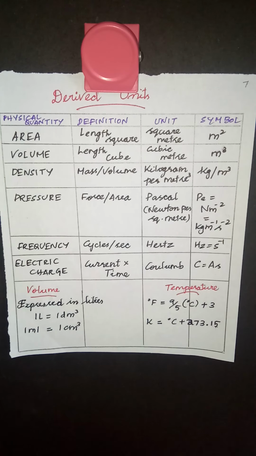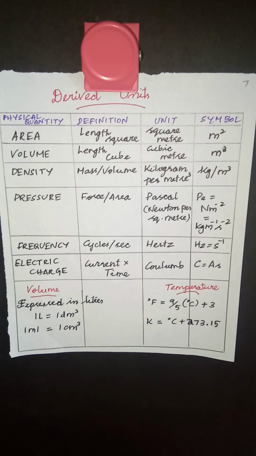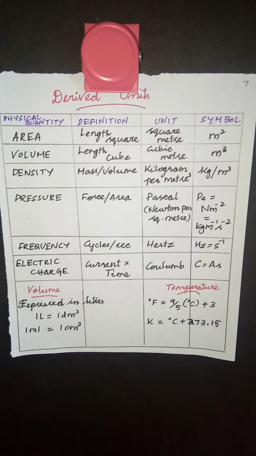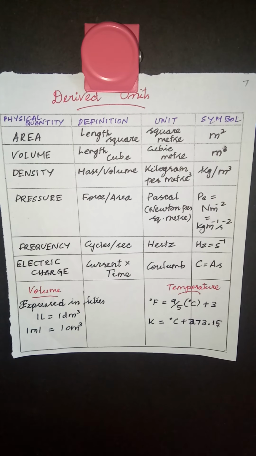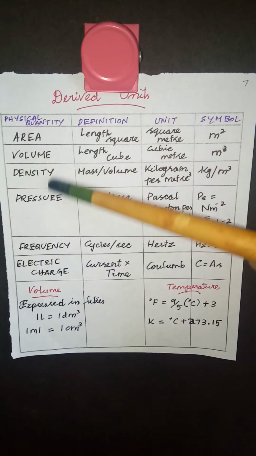As I told you already, there are other physical quantities other than the 7 base physical quantities which we have seen already. But these physical quantities are derived from the base physical quantities. So these are the list of few. I've written only few. There are many other physical quantities that can be derived from the 7 base quantities: area, volume, density, pressure, frequency, and electric charge, because we will be using all this in our lesson.